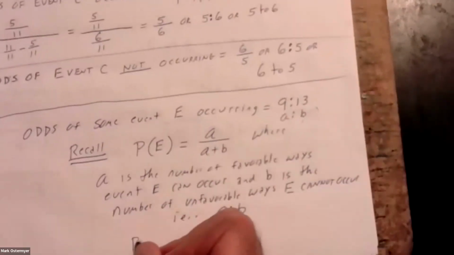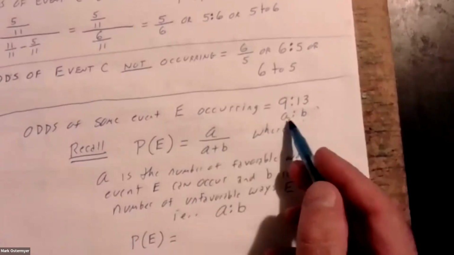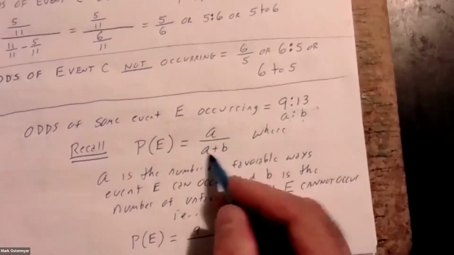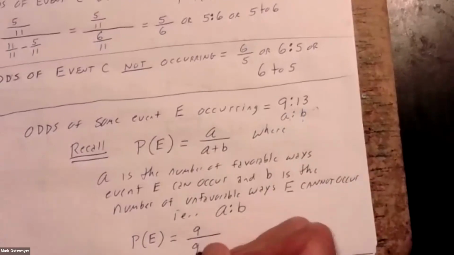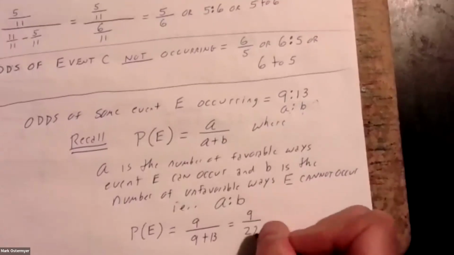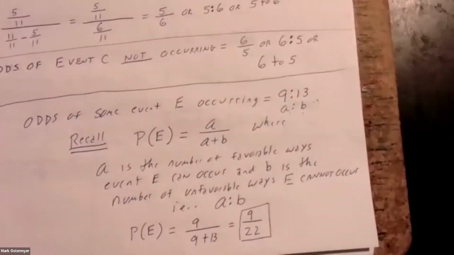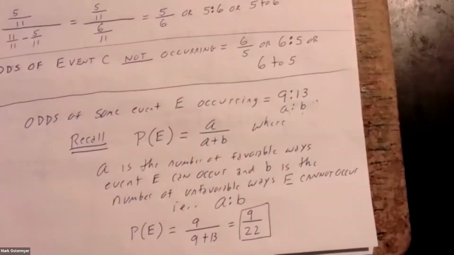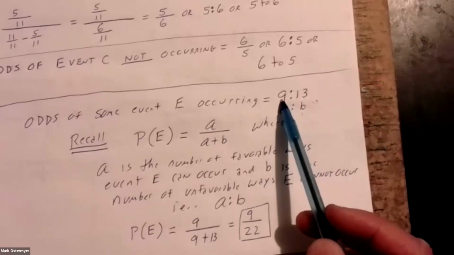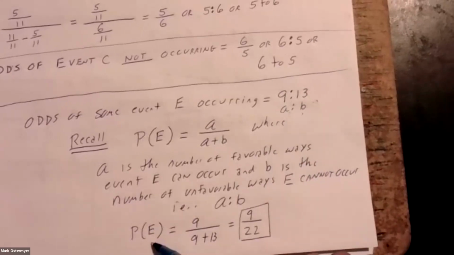Therefore, it's just a simple matter. The probability that event E will occur is equal to A, which is 9, divided by A plus B, divided by 9 plus 13. Therefore, 9 over what? 22 is the probability of event E occurring. 9 over 22 is the probability. So I went from the odds in which some event E can occur, which is 9 to 13, to the probability of that event E occurring, which is 9 over 22. Do we see how using that formula, I was able to go from odds to probability?